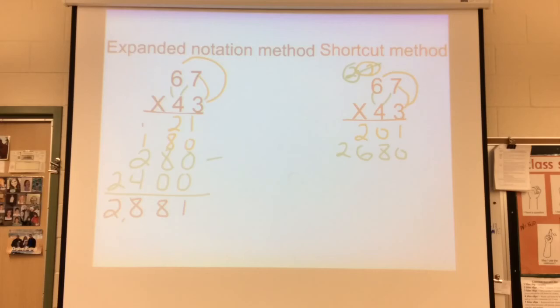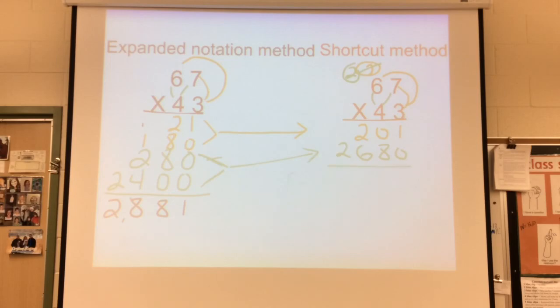Okay, now we need to take a look at what we've done here and compare these two. If you look at all the multiplication we did with the ones over here in expanded notation, if I take 21 and 180, those equal 201. So I'm doing the same thing, I'm just writing it in a different way. The shortcut method only has 2 steps, but the expanded notation has 4 steps. And the same is true down here if you look at the 280 plus the 2400. If I put those two together, it equals the 2680. So that's where these ones are coming from.